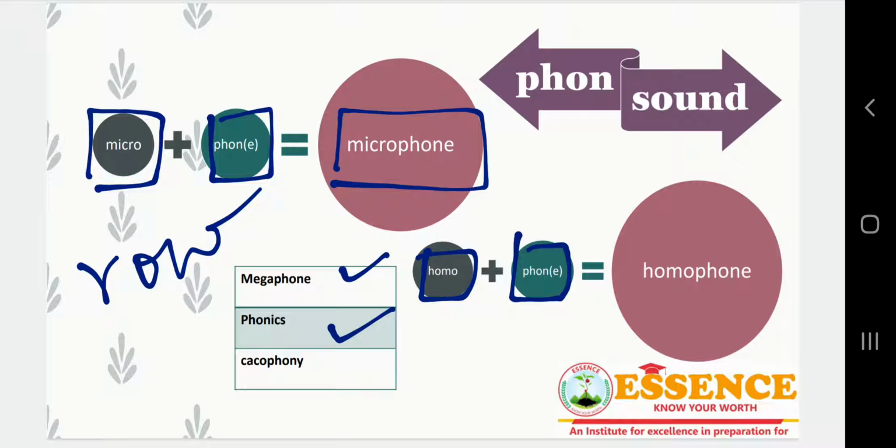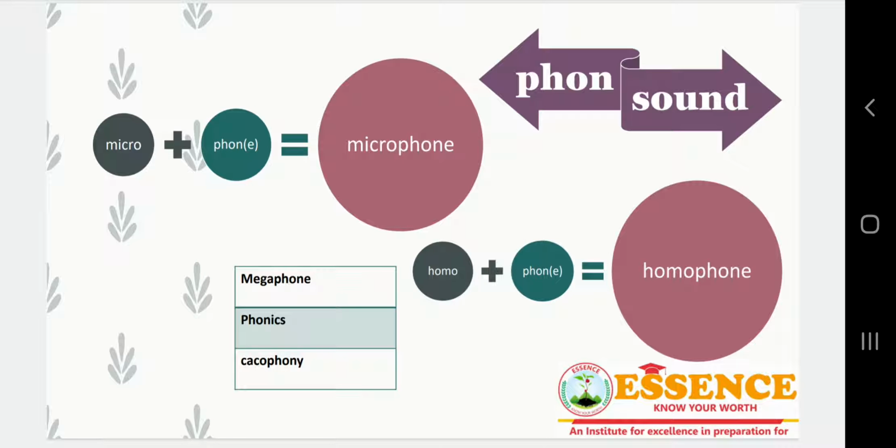Then the next word we have is cacophony. So here you see we have a prefix caco to the word phon. So phon means sound. What does caco mean? Caco means anything bad, anything unpleasant. So any bad sound is called cacophony, right? Caco is a prefix and it means bad. So any bad, unpleasant sound is called cacophony, right? I hope this is clear.